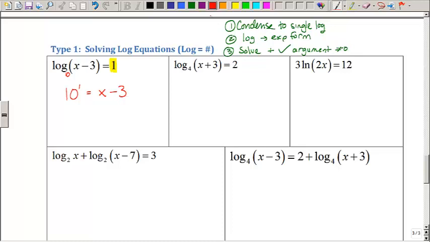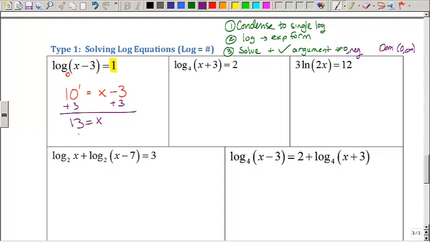So that's step 2. Step 3 says to solve. That's fairly simple at this point. And then I get the answer x equals 13, which is my potential answer. I say potential because you have to check to make sure that your answer doesn't make the argument 0 or negative. And the reason that the argument cannot be 0 or negative is because the domain of a log function is from 0 to infinity. So we cannot have any negative or 0 arguments.